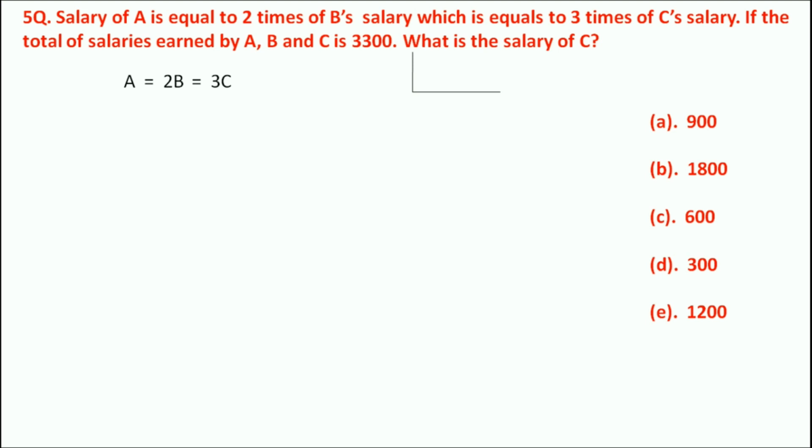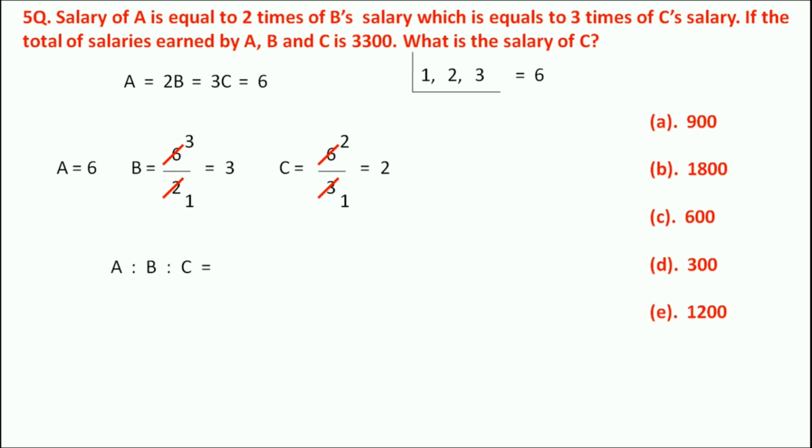That is, the multiple of A is 1, the multiple of B is 2, and the multiple of C is 3. LCM of 1, 2, and 3 is 6. So the equation is equal to 6. Then we get A is equal to 6, B is equal to 6 by 2, which is equal to 3, and C is equal to 6 by 3, which is equal to 2. By this we can write the ratio of A is to B is to C as 6 is to 3 is to 2. If we add A, B and C's shares, we get 11.